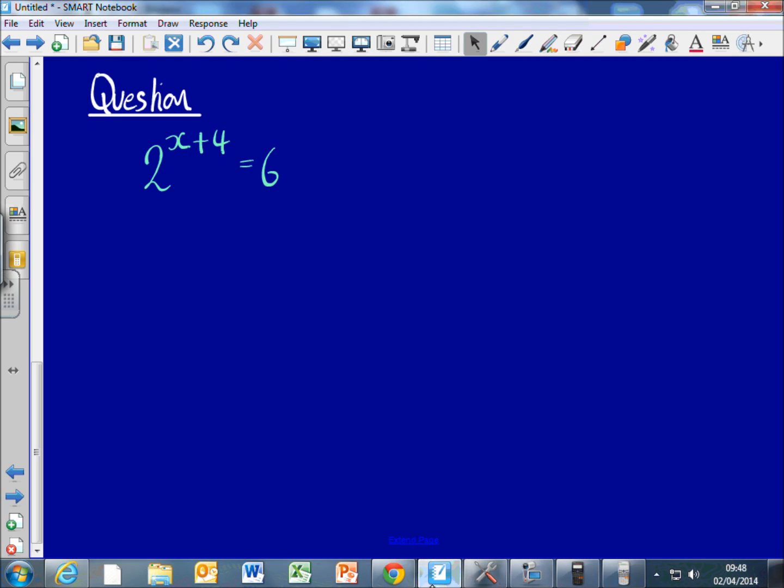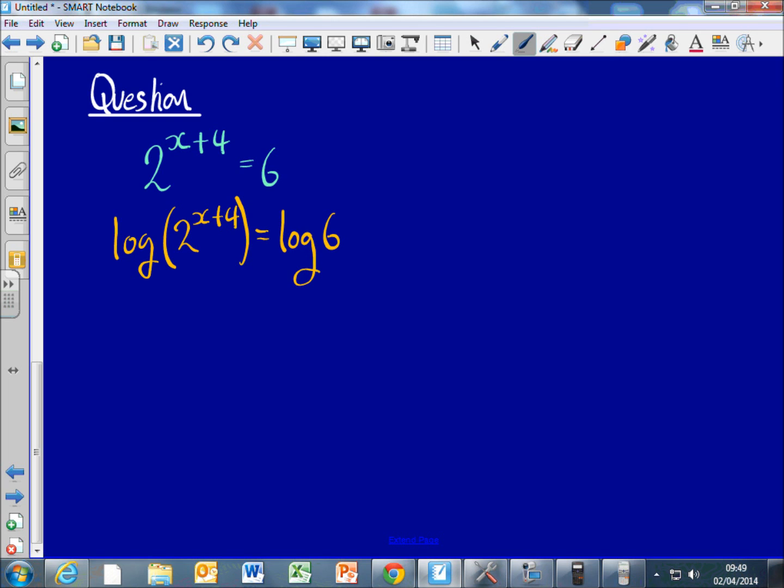We're trying to find out the value of x here, and the way we do it is we take logs of both sides. We're going to do log to the base 10 of both sides. So what we're saying is that 2 to the power of x plus 4 equals 6, so that must mean that log of 2 to the power of x plus 4 equals log of 6. Does that make sense?